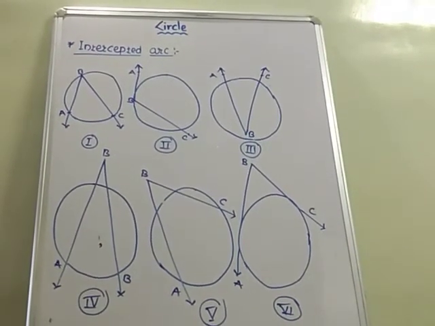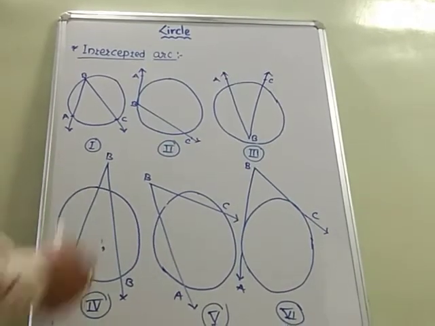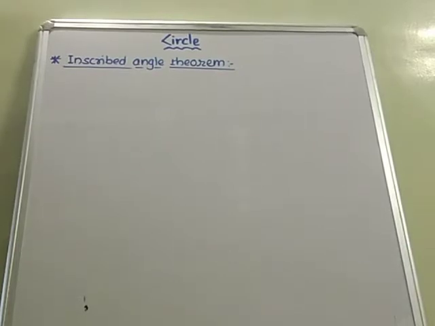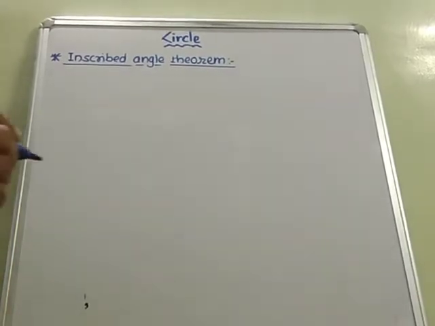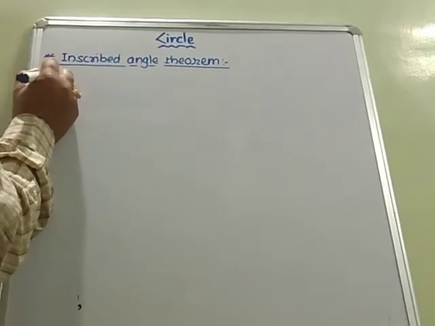That means here the angle intercepted two arcs. This is one arc and this is also one arc. Angle intercepted two arcs. And in the inscribed angle theorem, what is the statement of this theorem? The measure of an inscribed angle statement.